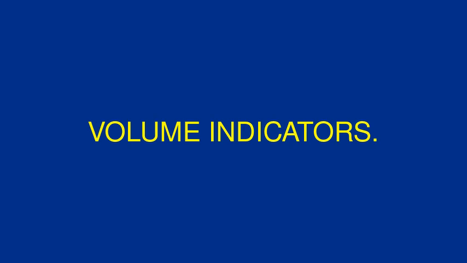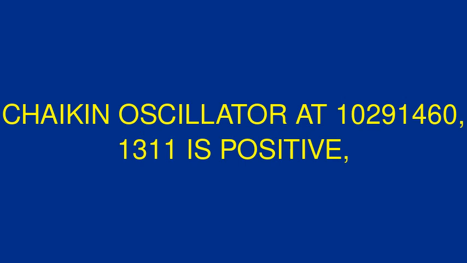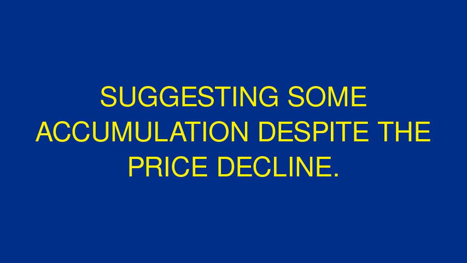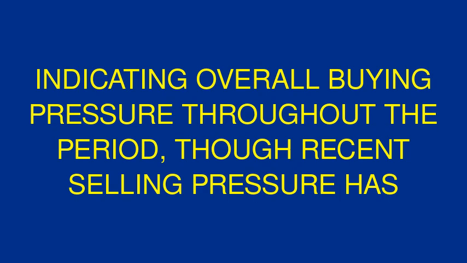Volume indicators. Chaikin oscillator at 10291460, 1311 is positive, suggesting some accumulation despite the price decline. OBV at 22954776430 is positive, indicating overall buying pressure throughout the period, though recent selling pressure has increased.